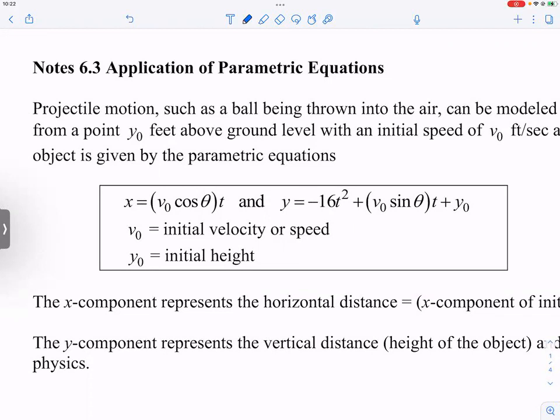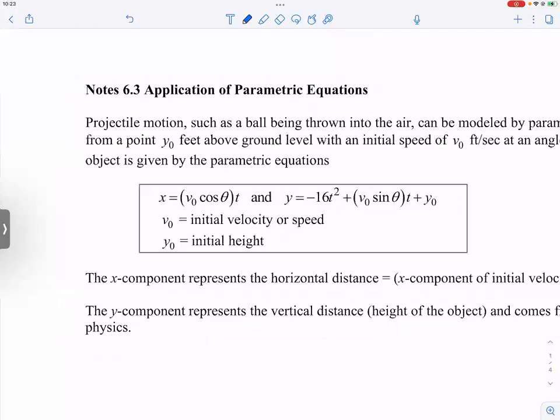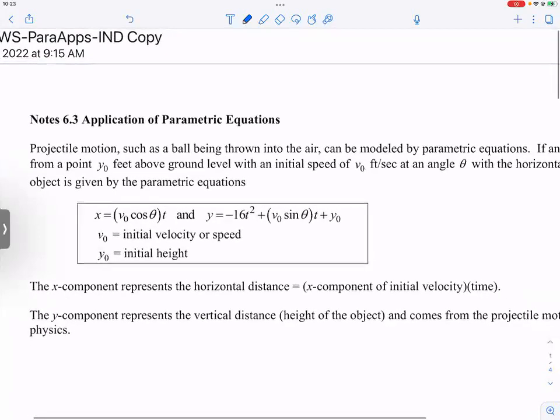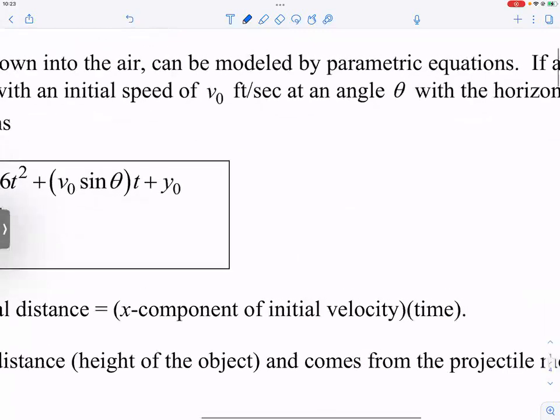The only thing that's different is the -16 part, because this is the English system in feet per second, so it's -16. I believe the number is different when you do it in the metric system. I forgot that equation. Anyways, so you have V0 cosine theta, V0 sine theta.